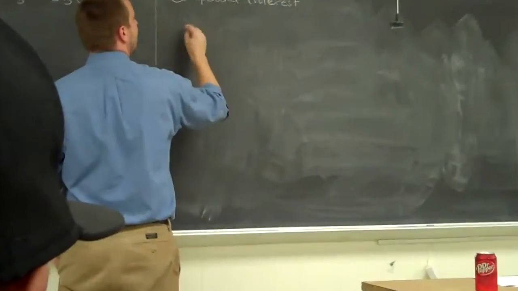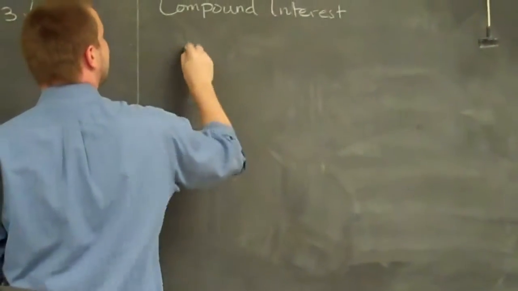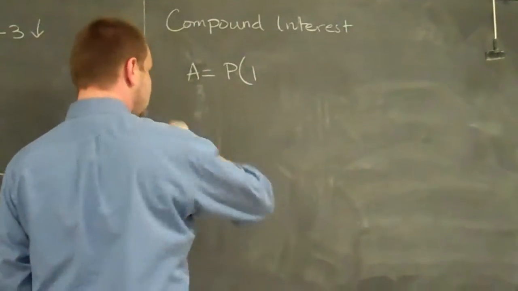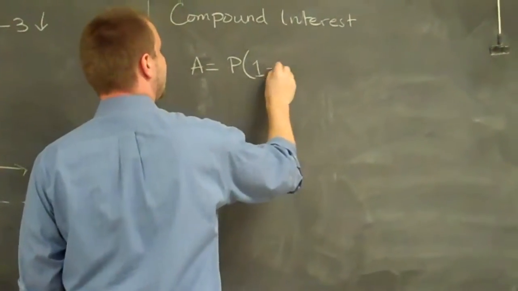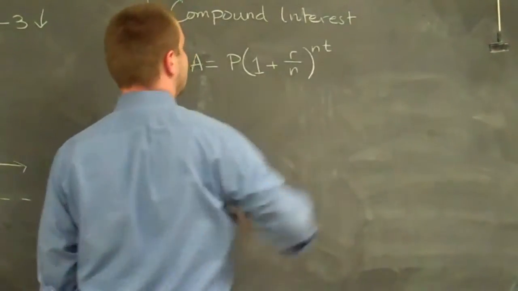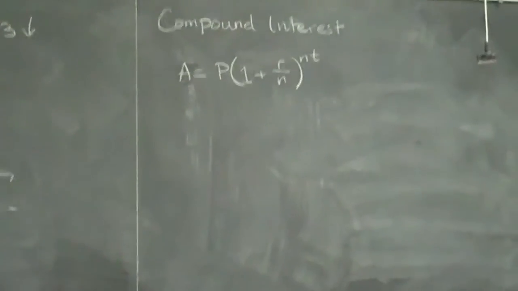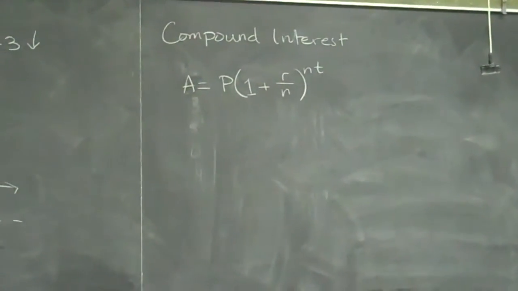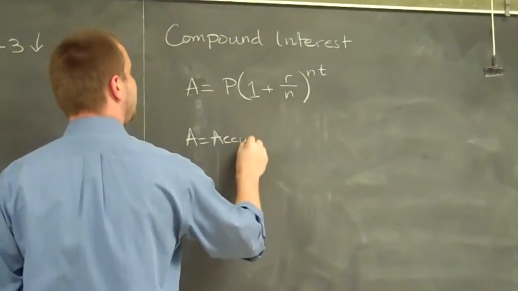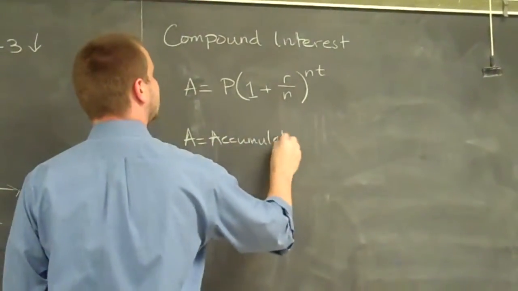The formula used for calculating compound interest looks like this: A equals P, times the quantity 1 plus R over N, raised to the NT power. Lots of variables. Okay? So the A in that formula we call the accumulated balance.